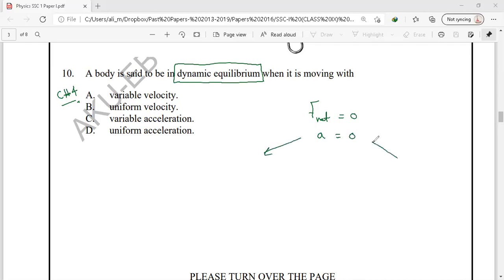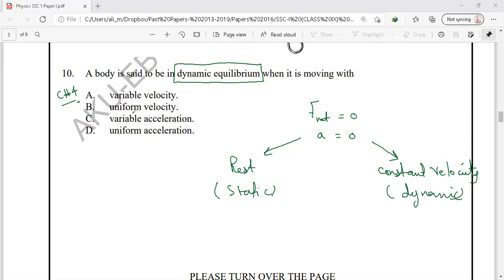So these conditions are fulfilled in two cases: when the body is at rest or the body is moving with constant velocity. In those two cases, both conditions of equilibrium are satisfied. The body at rest is in static equilibrium, while the body moving with constant velocity has dynamic equilibrium. So among those four options, the correct option is uniform velocity, option B. A body is said to be in dynamic equilibrium when it is moving with uniform velocity.